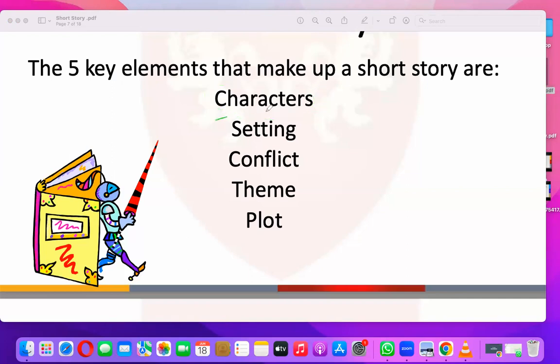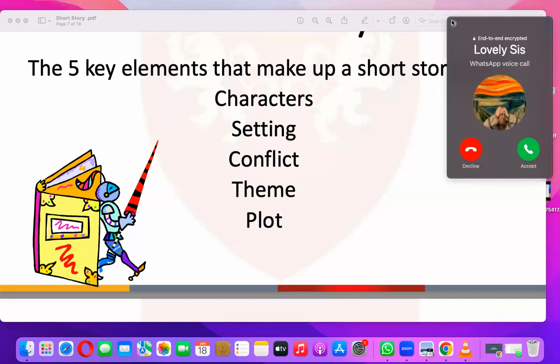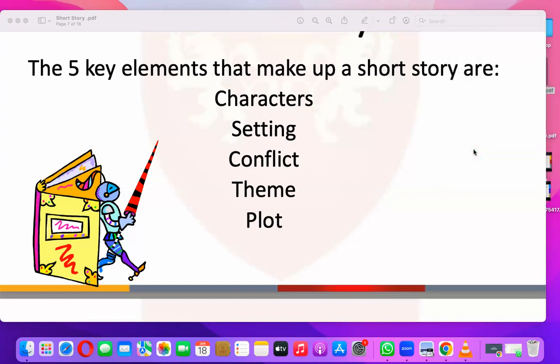Very good. The second one is the setting. What do you mean by setting? Setting, which is the place that this story would be in. Exactly. The setting is the place and time of the story. The place where the story happened.